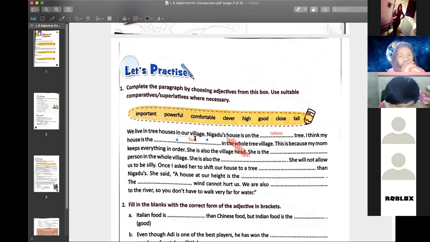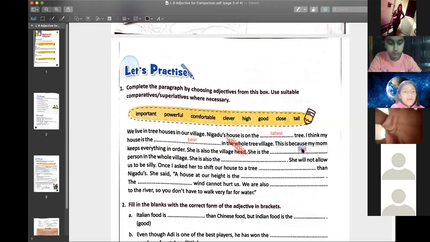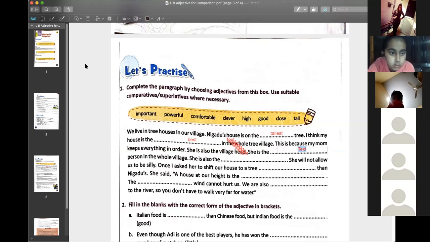Gunjan, best in the whole tree village. This is because my mom keeps everything in order. She is also the village head. She is the dash person in whole village. Gunjan and Aditya Gerola are giving the answers. Try, children, try. Write the answers in the chat box and the one who writes correctly, I give them a chance to speak. Best has already been done. Yes, Ruchika.